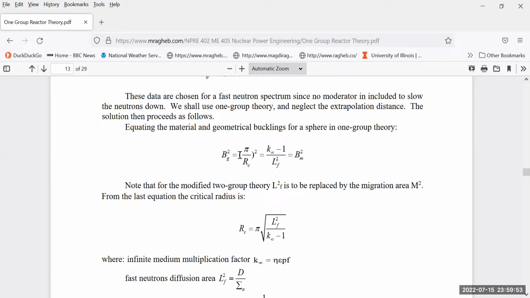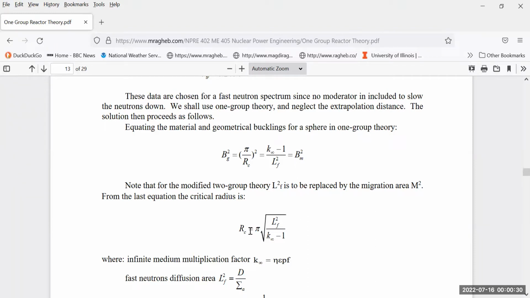And we said that by using the scissors rule here, I can solve for r sub c, which is the critical radius, as pi times the square root of L squared over k infinity minus 1. Now, L squared here is the diffusion area, which is really similar to the Fermi age for fast neutrons. It is not for thermal neutrons because, again, it's a fast reactor. Why are we using this pure sphere of uranium-235? So that we can compare our results to some experimental results and see whether our calculations make sense or not.